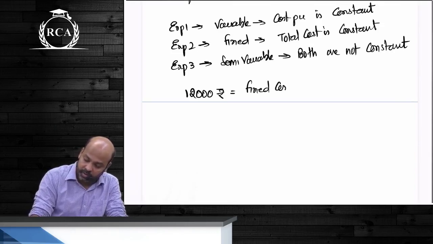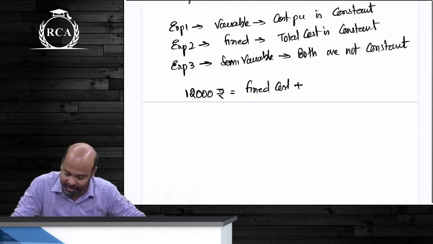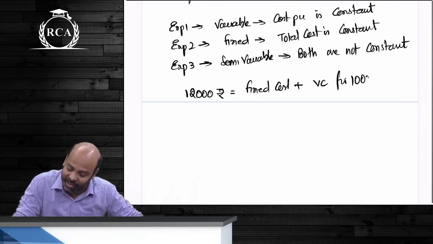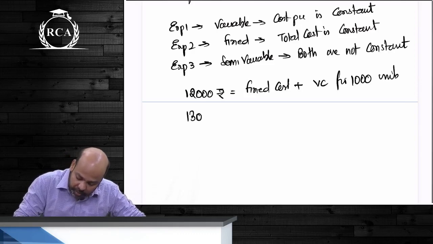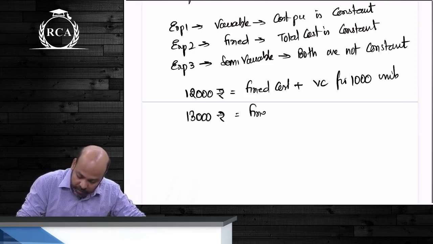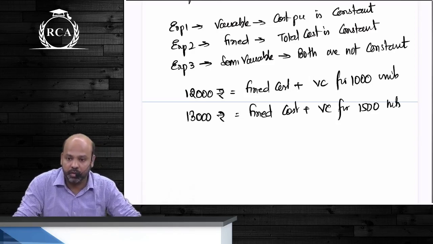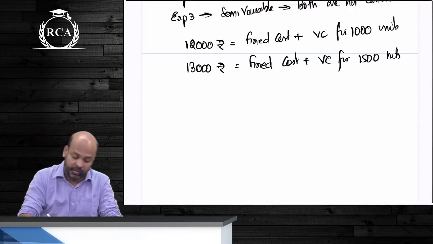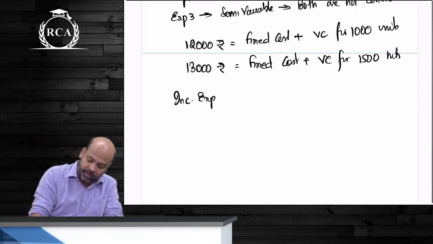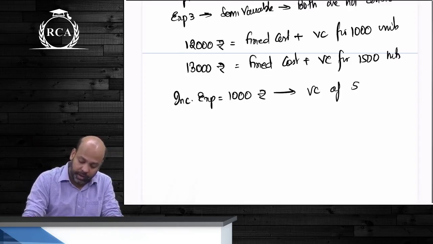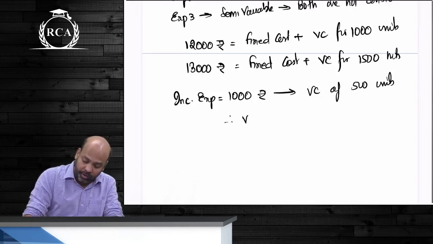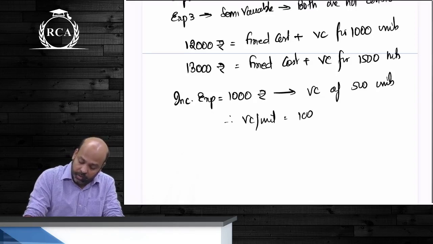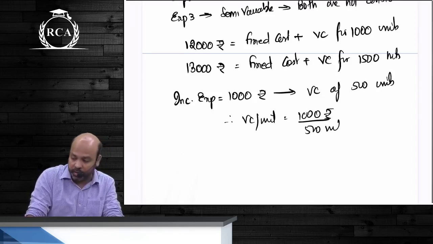It is fixed cost plus variable cost, beta, for 1000 units, and this 13,000 rupees, guys, represents fixed cost plus variable cost for 1500 units. Our incremental expenditure, beta, is 1000 rupees, which will now become the variable cost of 500 units. Therefore, variable cost per unit would be 1000 divided by 500 units.